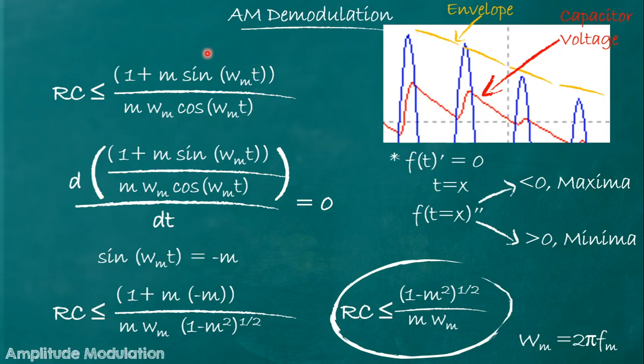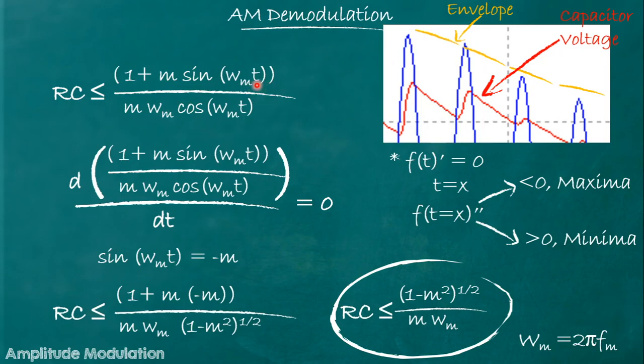To find the minimum value of this function, first of all we find its first derivative and equate it to 0. So differentiation with respect to time of this quantity, equated to 0. On performing this differentiation, it is nothing but differentiation like d(u/v). If you perform the differentiation, you will get the answer sin ωm t equal to minus m. Now we have to put this sin ωm t equal to minus m into the second derivative of this function, and I have confirmed that you will get an answer greater than 0. As a result, whenever sin ωm t equals minus m, that point gives you the minima of this function.